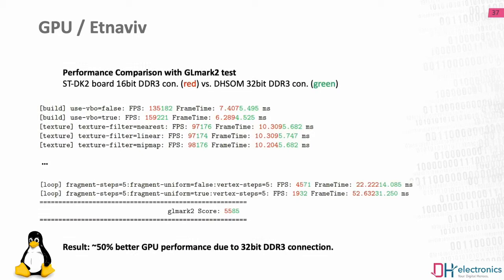On the last Etnaviv slide, we would like to show the GPU performance differences if you are using an MP1 SOM with a 16-bit DDR3 connection compared to our 32-bit connection. The result is that you get really 50% better GPU performance if you are using a SOM with a 32-bit DDR3 memory connection. This means if you are developing, for example, an HMI, I would strongly recommend to use an MP1 SOM with a 32-bit memory interface.